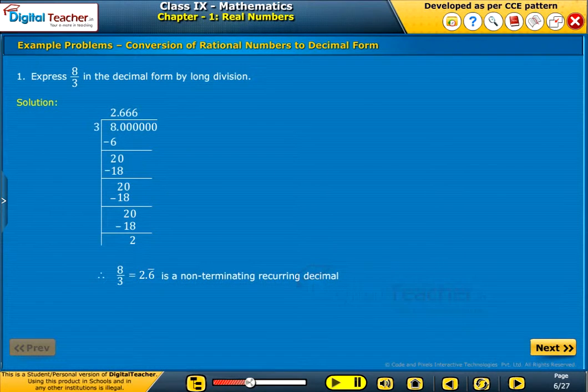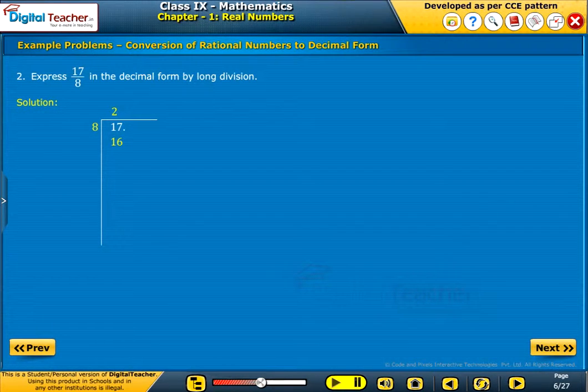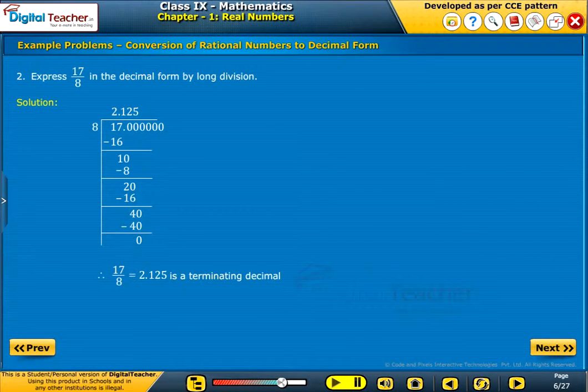Therefore, 8 by 3 is equal to 2.6 bar, which is a non-terminating recurring decimal. Express 17 by 8 in the decimal form by long division. Solution. By dividing 17 with 8, we get as follows. Therefore, 17 by 8 is equal to 2.125, which is a terminating decimal.